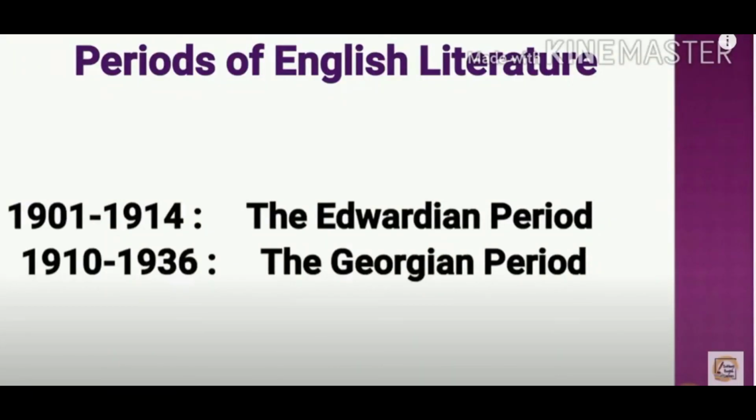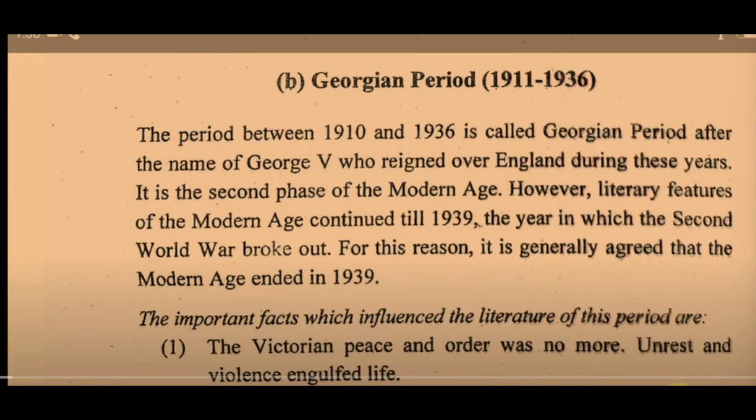From 1910 to 1936, it was the Georgian period. So the Georgian period, called Georgian after the name of George V, who reigned over England during these years. It is the second phase of the modern age. However, literary features of the modern age continued till 1939, the year in which the Second World War broke out. For this reason, it is generally agreed that the modern age ended in 1939.